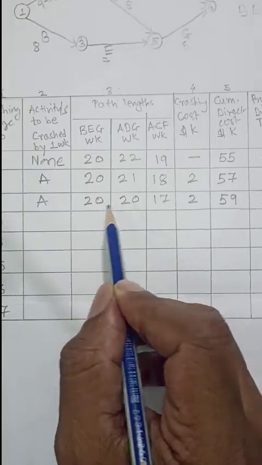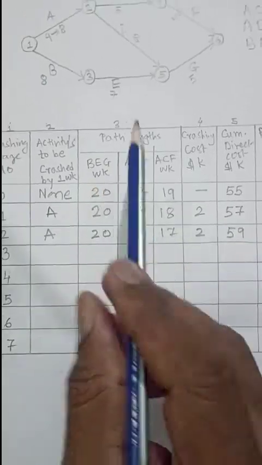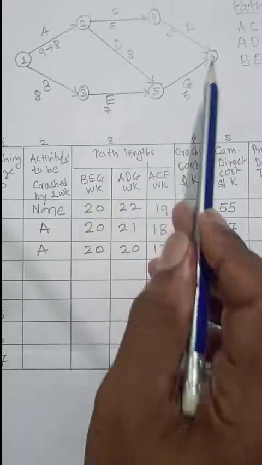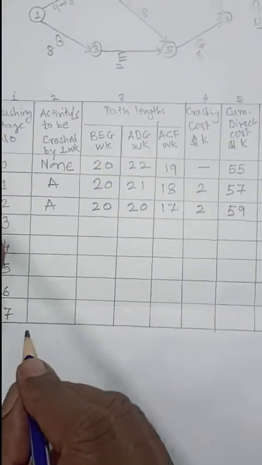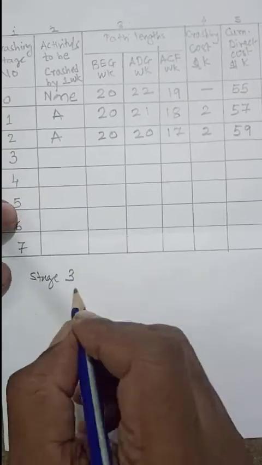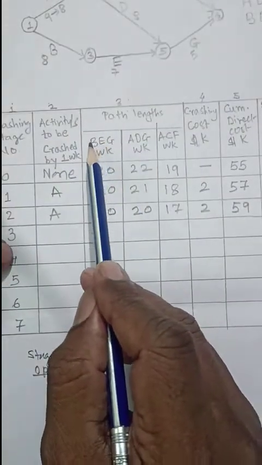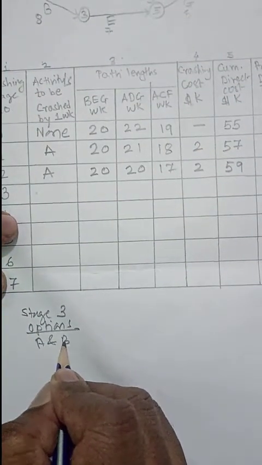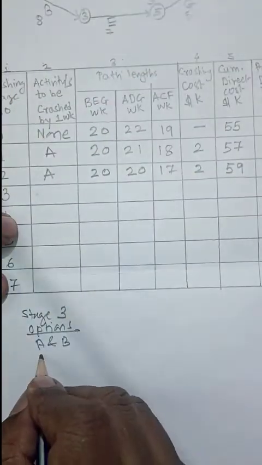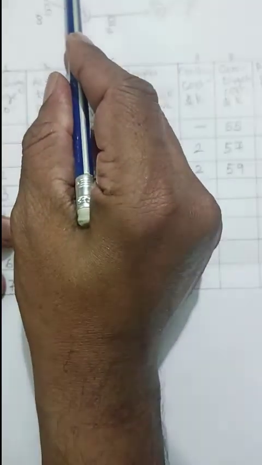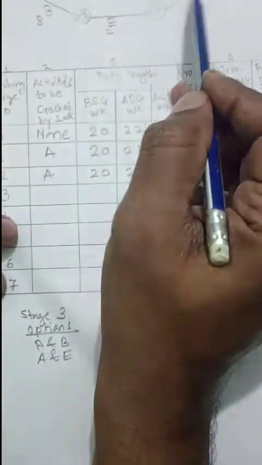Now I will have to make the options table, because now I will have two activities with the same highest length. Both ADG as well as BEG will be critical. So what are the options I have? Let me make stage 3 options, right? I can do B with A, so A and B is one option. A with E is another option, because when I just crash one, this one will still remain longest.